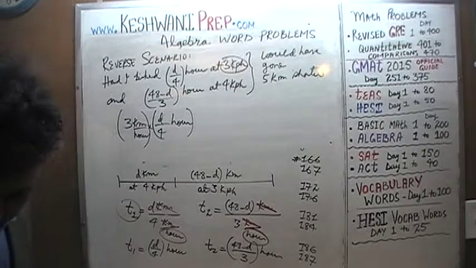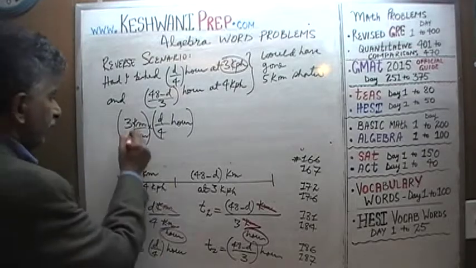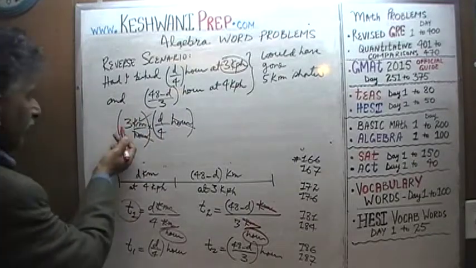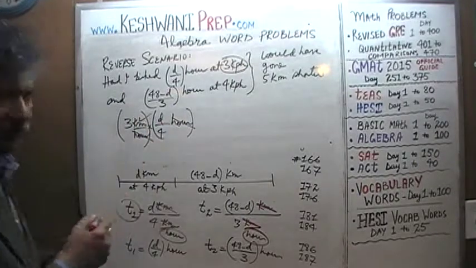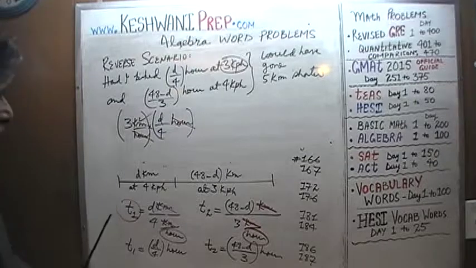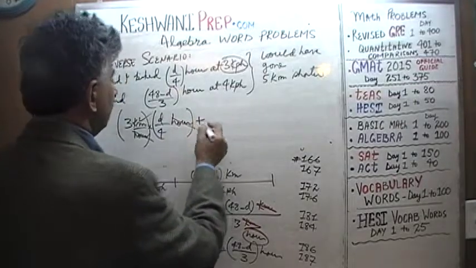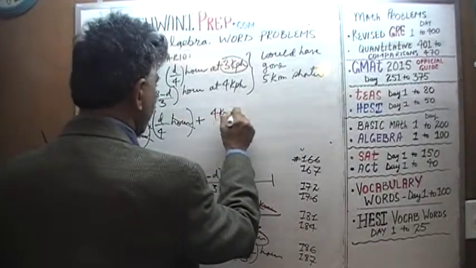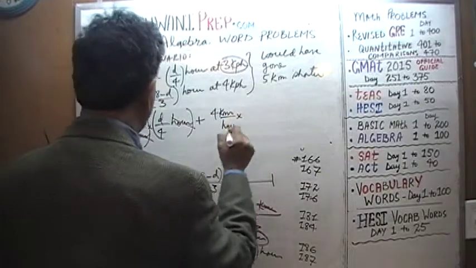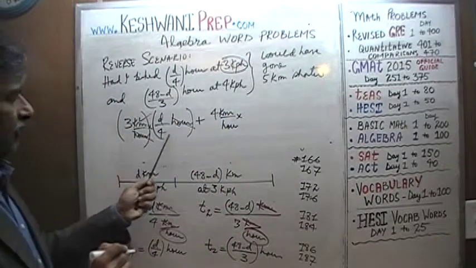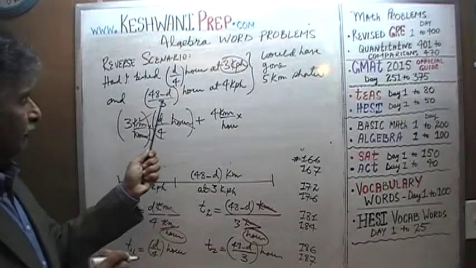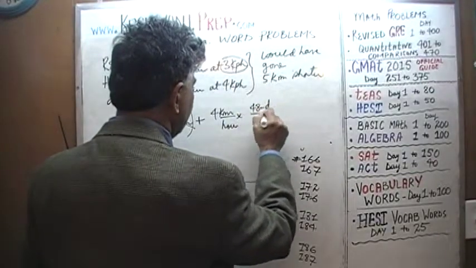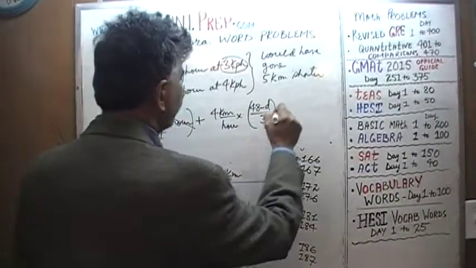As you can see clearly again, the hours are going to drop out, and what we're left with are the kilometers. It's going to be 3 times d over 4 kilometers. That's the first segment of the journey. Plus the second segment of the journey, we are going at 4 kilometers per hour for how many hours? 48 minus d over 3 hours.